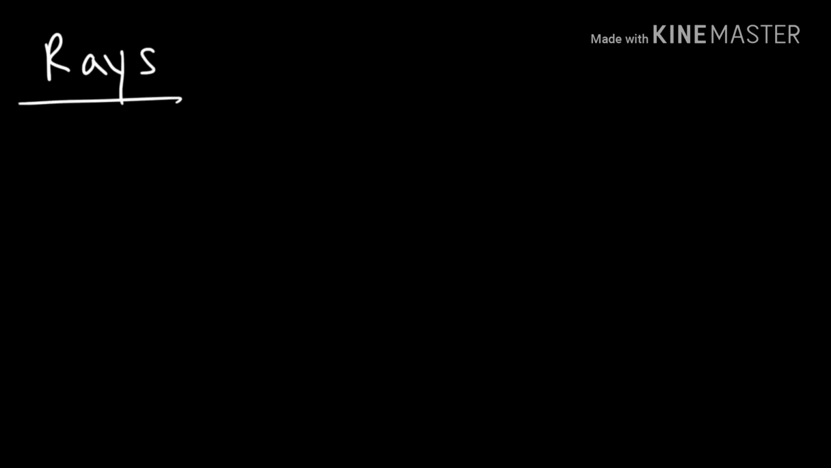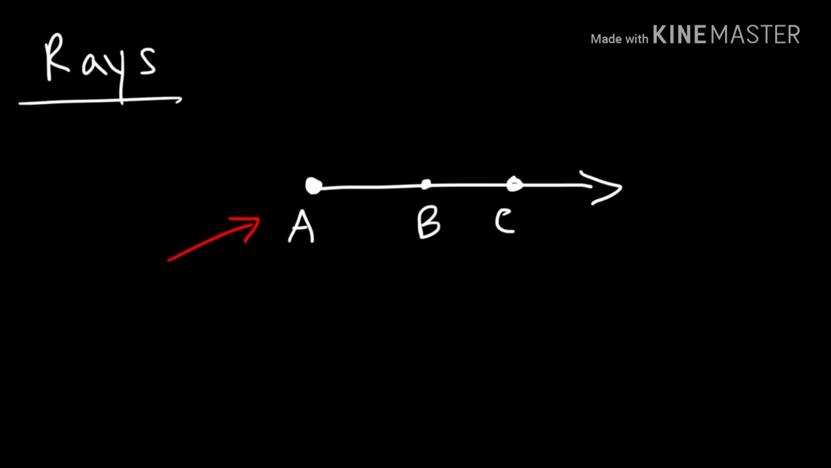A ray has features of a segment and a line. A ray has an endpoint and it has an arrow. That's a ray. So let's put some points on it. Let's call this point A, B, and C. So a ray has a beginning, which starts here, and it extends infinitely in the other direction. Whereas a line extends infinitely in both directions, a ray only extends infinitely in one direction. So point A is the endpoint.